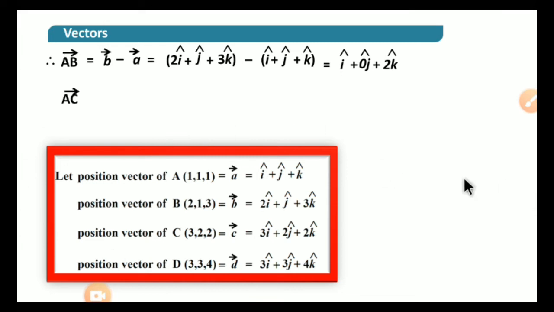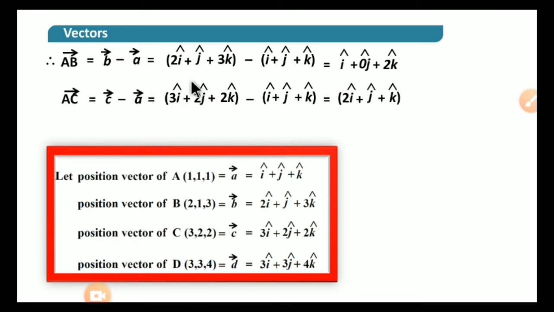Right, AC is equal to C vector minus A vector. Then this is equal to 3i plus 2j plus 2k minus i plus j plus k. On simplification, we get 3i minus i is 2i, 2j minus j means it is plus j, and 2k minus k is equal to plus k.